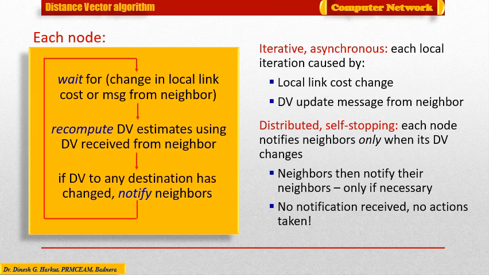Though recomputing the distance vector is an iterative process, it is definitely self-stopping. That is, iteration is triggered only on certain instances like a change in local link cost or a change message from the neighbors. In the absence of these two triggers or events, no action is taken. Hence, it is self-stopping in that sense.